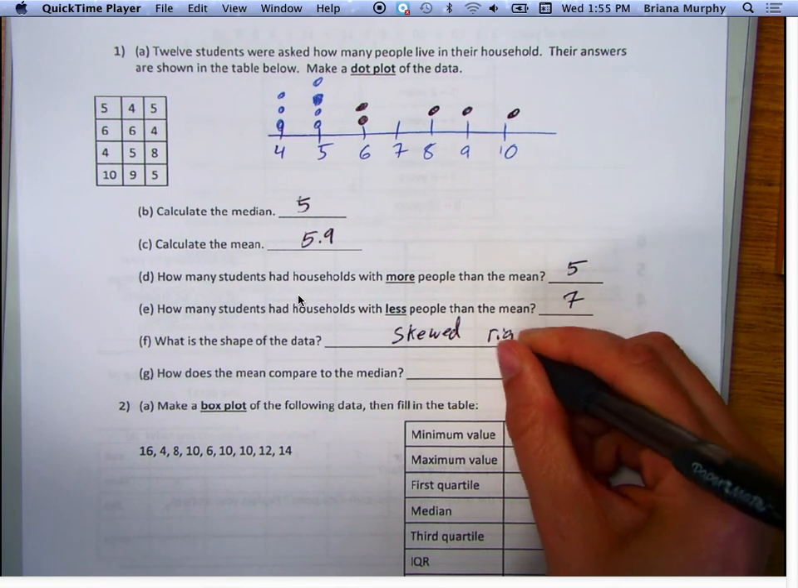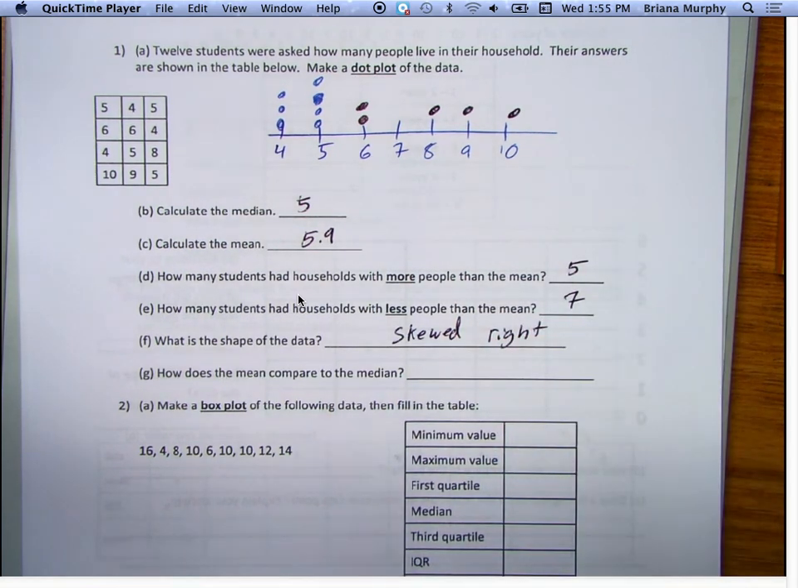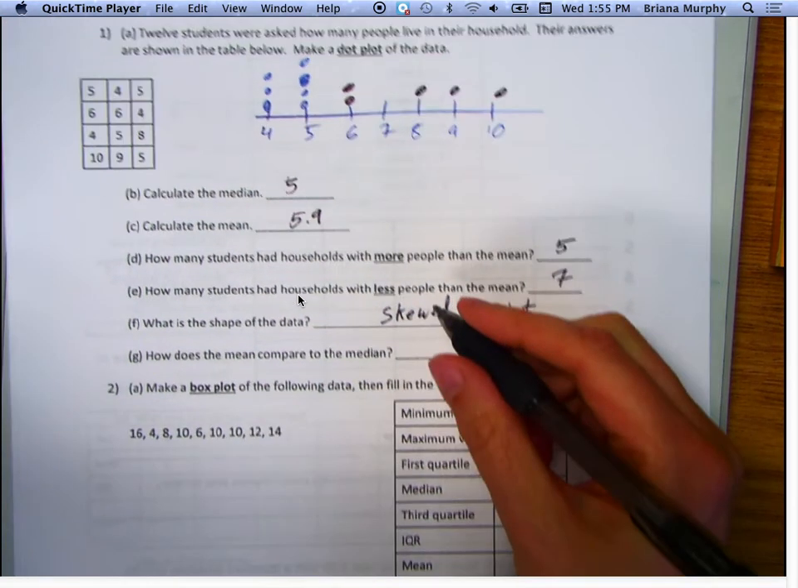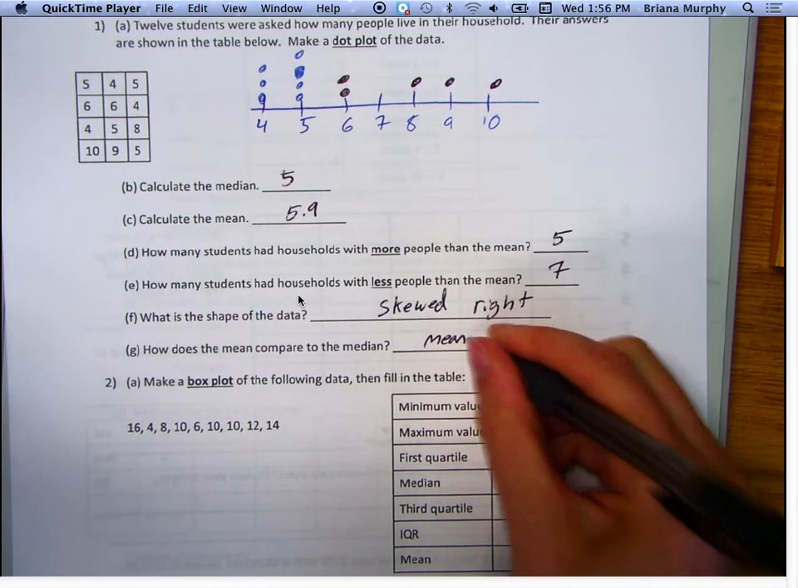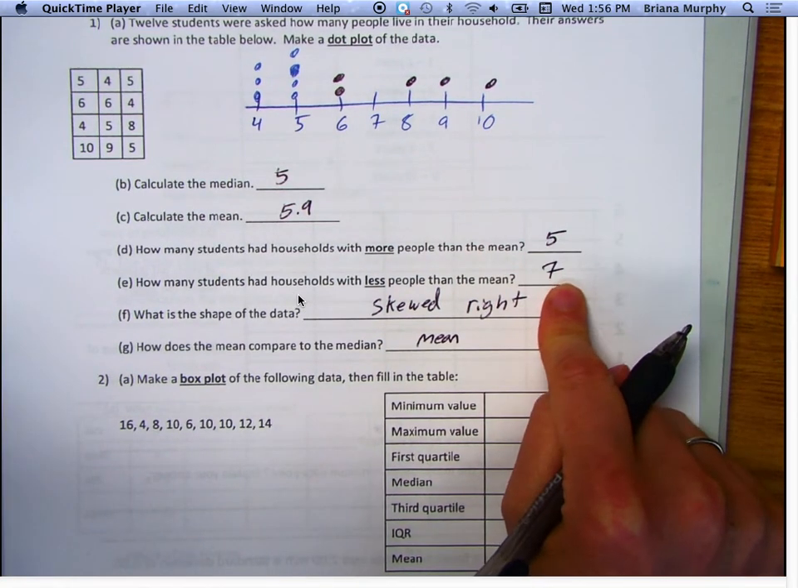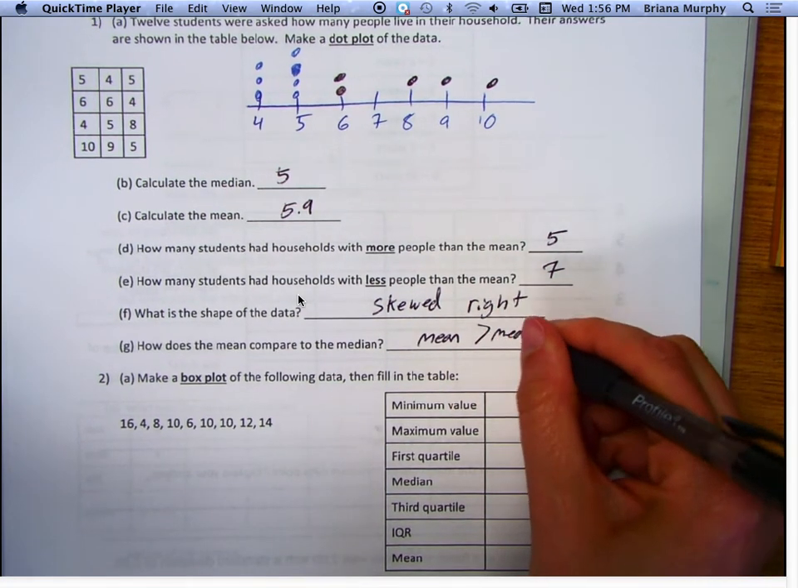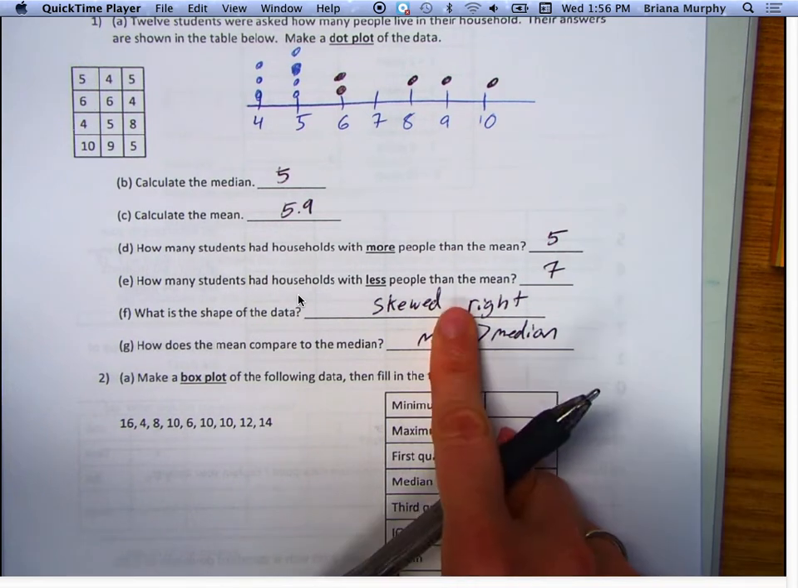Miss Murphy, quick question. Yeah. So, for the mean, you have 5.9. I have 5.92. Is that acceptable? That's fine. Okay. Can it be 6? No. I shouldn't round up. It can't be 6. It cannot be 6. It would change these answers. It cannot be 6. All right, the mean is greater than the median. So if it's skewed to the right, the mean is bigger than the median.